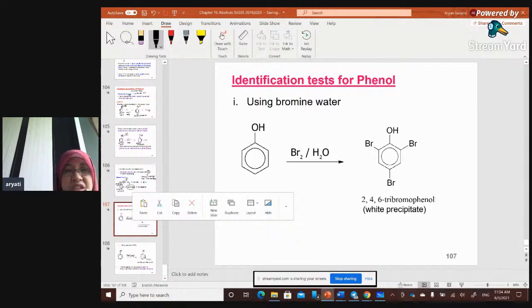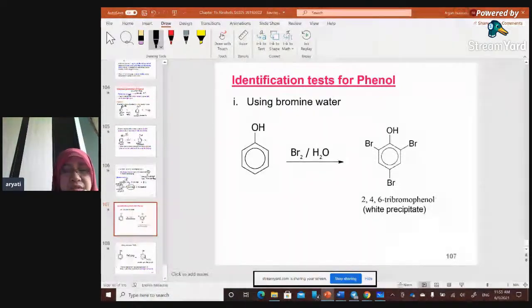Okay, next phase is identification test for phenol. So this experiment also we have done during the lab practical test by using bromine water. Bromine water maksudnya bromine aqueous, bromine water lah. Bromine we dissolve in water. So phenol we add with bromine water. So actually bromine is in excess.